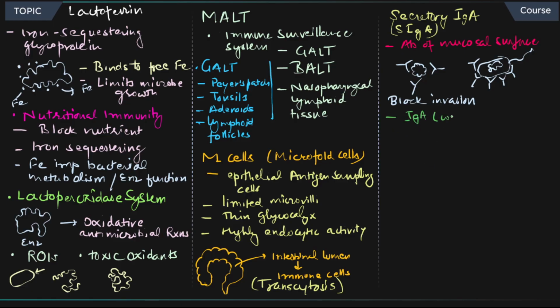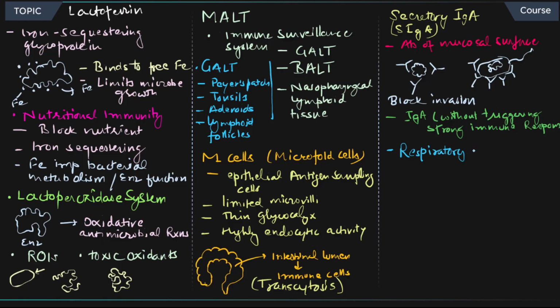IgA works without activation of a very strong immune system. So it works without triggering a strong immune response. It just basically blocks the microbes, right? And it's important for various organs, wherever we have mucus. Now let's talk about the next aspect, which is the respiratory defense system.